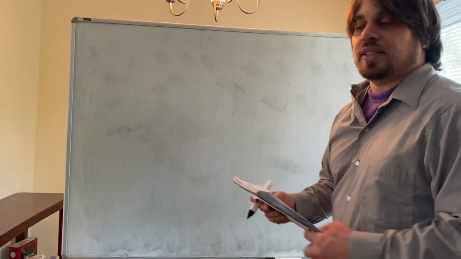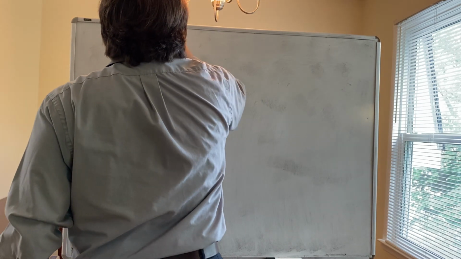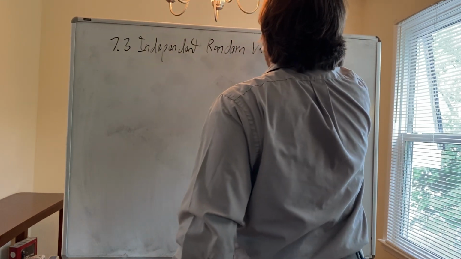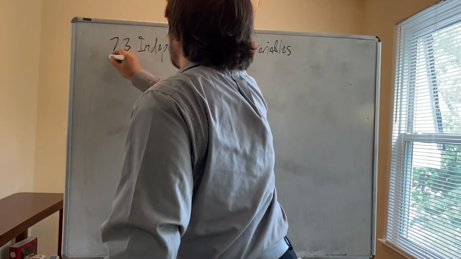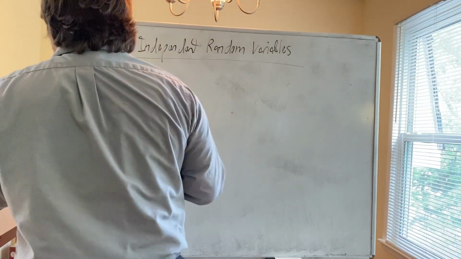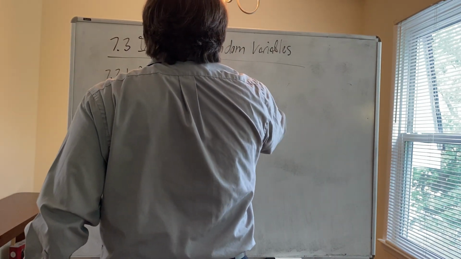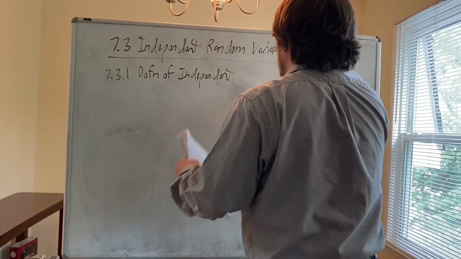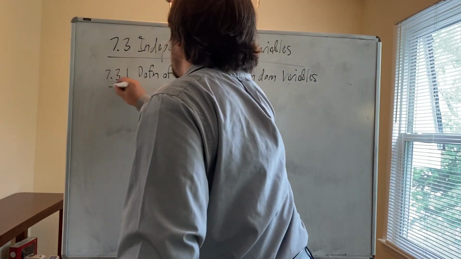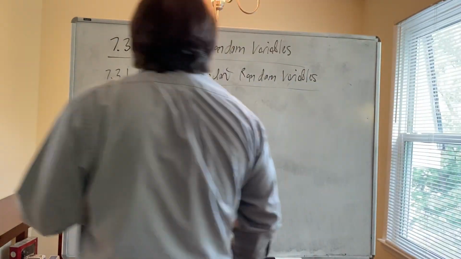Okay, so 7.3 is next. 7.3 is independent random variables. So 7.3.1 is the definition of independent random variables. Okay, so let's define independent random variables.